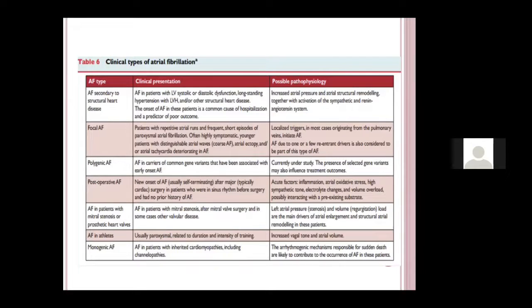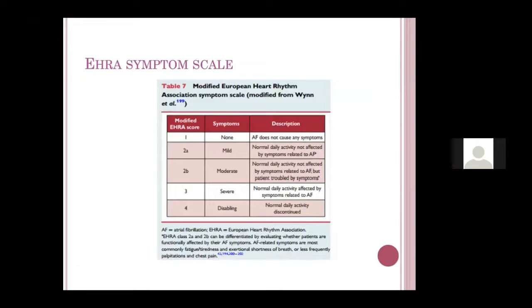In a patient with mitral stenosis or heart valve disease, athletes can have AF, and monogenic AF in various cardiomyopathies, channelopathies like the Brugada and all. So these are the various clinical subtypes.